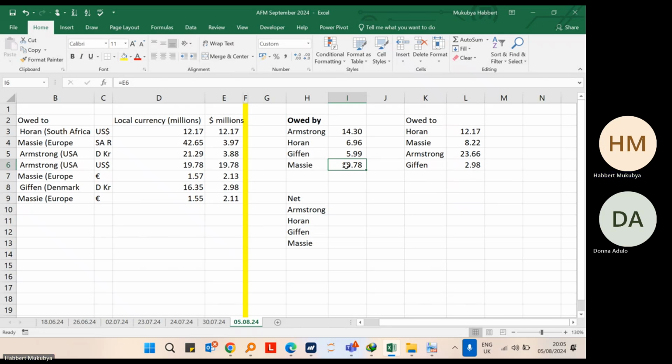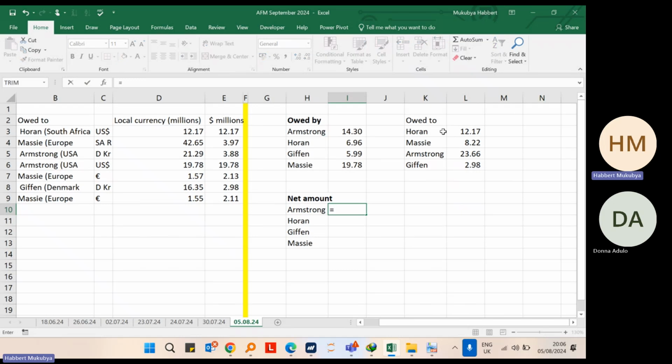19. Now, of these companies, which one has the lowest amount? Because remember, we're supposed to look at the net amount. So if we are looking at Armstrong, Armstrong is owing 14.3 and is owed 23.66. Remember, the one that is owing is the payable, so we are going to take it to be the negative. Then the one who is owed to is the receivable.